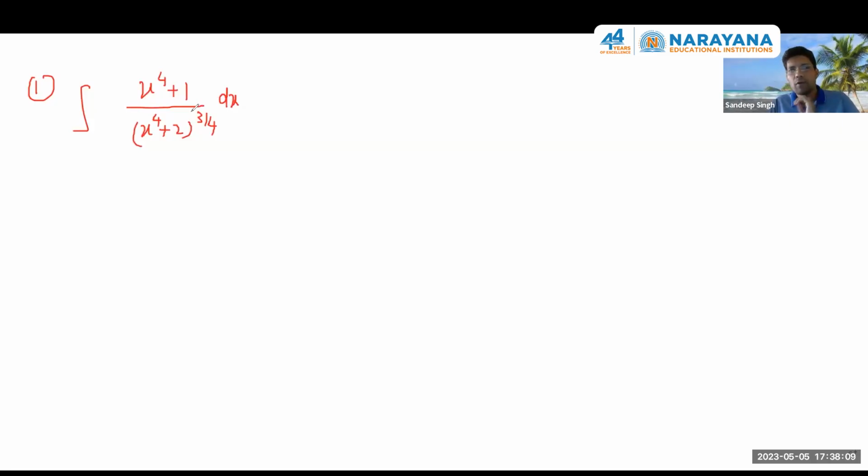We will start with this problem. Please try this first. 18 power 1 by 4. What is that? Answer. I mean, you give 0 to 2 for this in limits. Okay, that's what I'm asking.